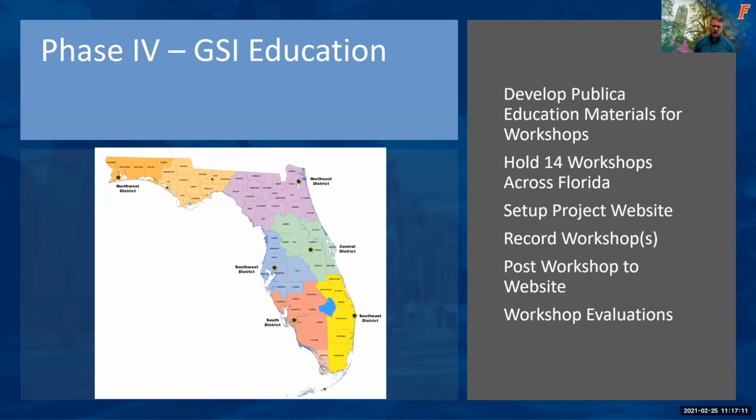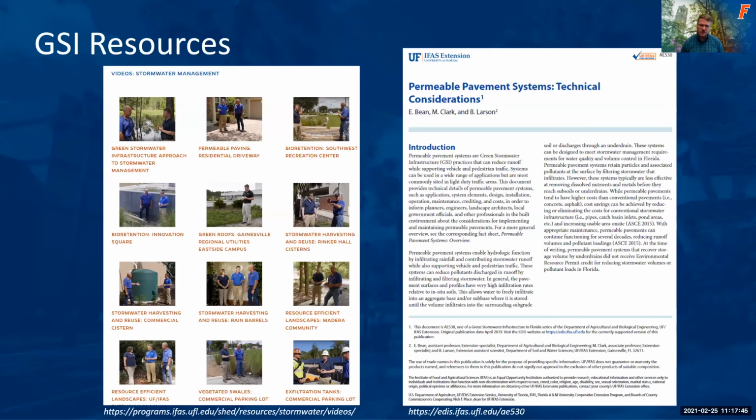And then phase 4, we'll have 14 workshops. I think tentatively we had in mind that we would have 2 in each of the DEP districts around the state. We'll see how that works out with COVID. A lot of that might be virtual workshops like this, but we're planning to start that later this year, and that'll follow through into 2022. We'll have a recording of the workshops and make that available on the website, so that'll be available to anyone at any time.